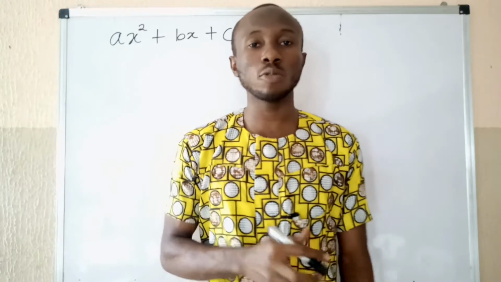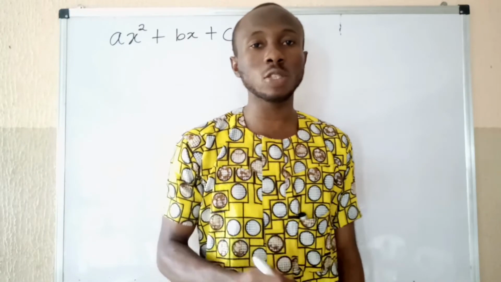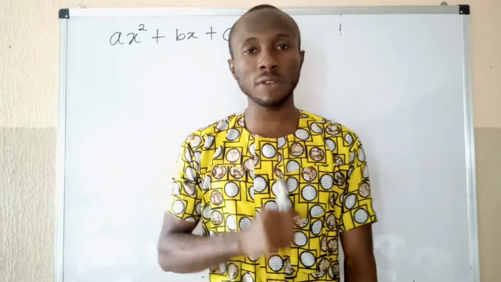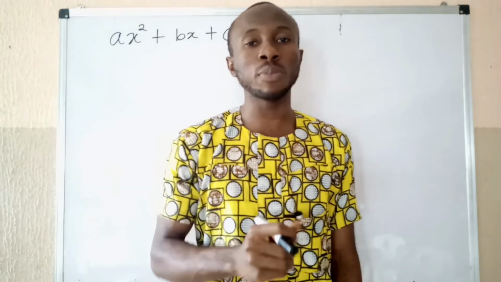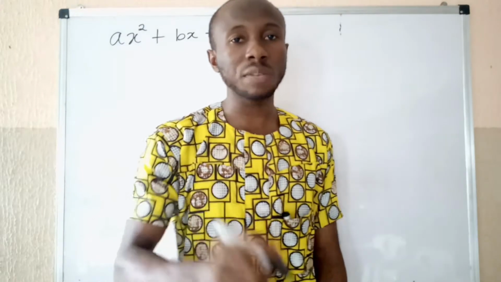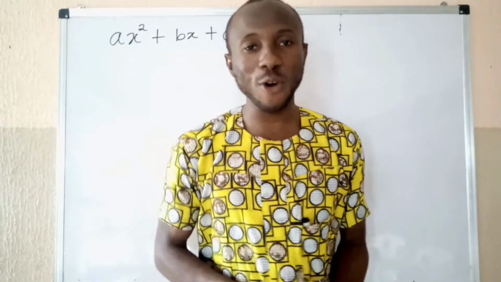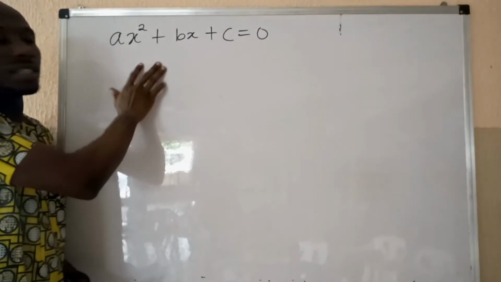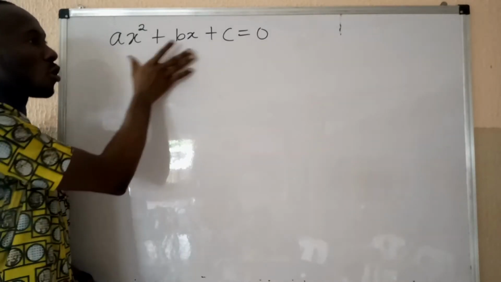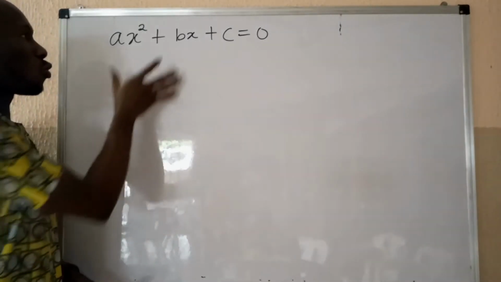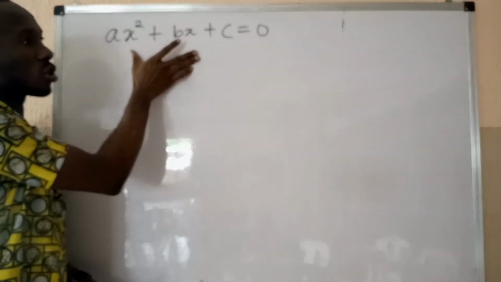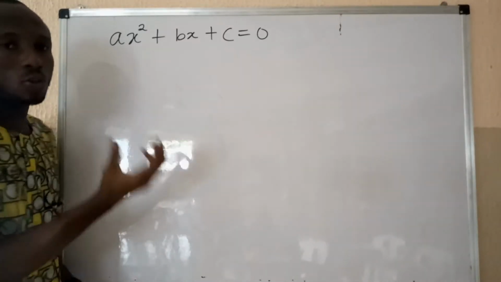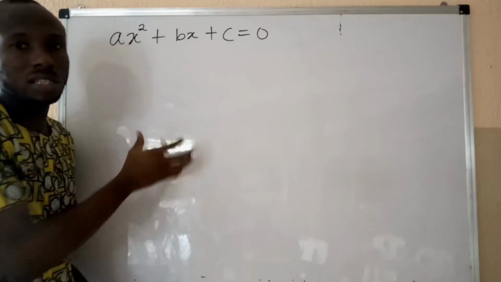In this lesson, we are going to learn the easiest way of proving the quadratic formula using the completing the square method. With that being said, let's go to the board. What we see on the board is generally how we represent a quadratic equation. So with this equation, we can actually derive the quadratic formula.